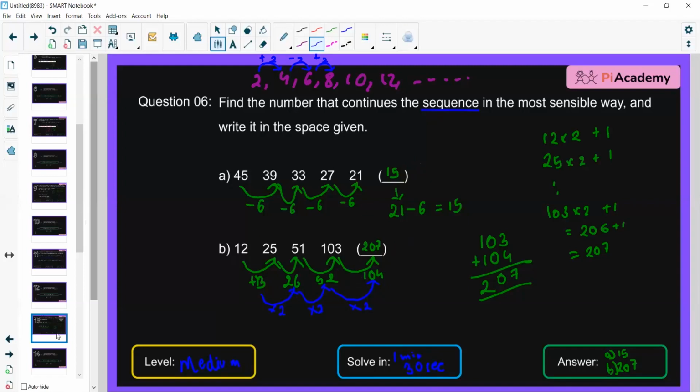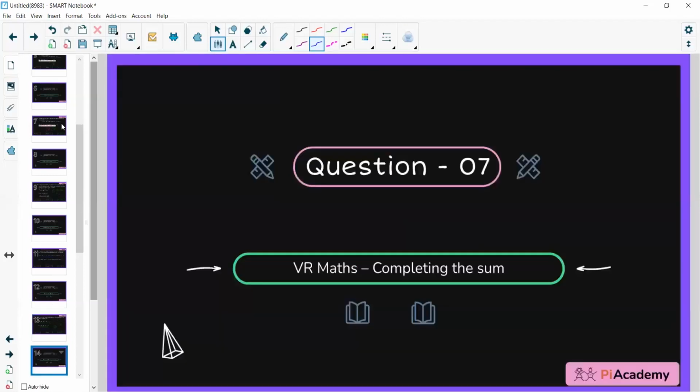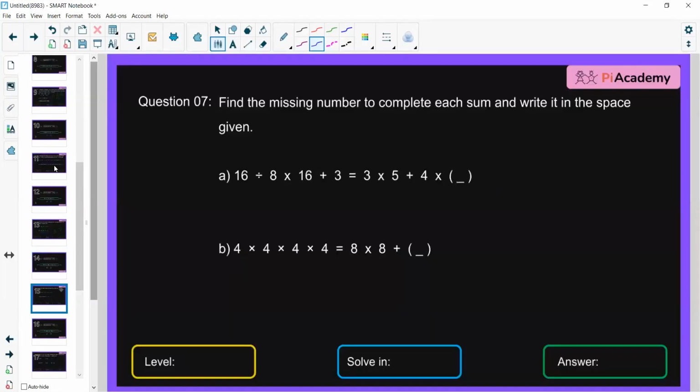Now let's move ahead to question number 7. Question number 7 is from VR Maths, which is completing the sum. Again, guys, this topic is quite frequently asked in a lot of various grammar school and other independent examinations for the VR. Okay, so let's see what kind of question you can expect. Find the missing number to complete each sum and write it in the space given.